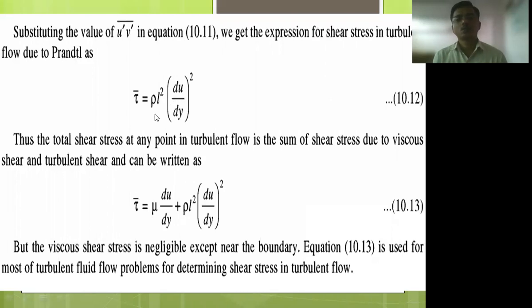Tau bar is equal to rho L square (du by dy) whole square. So thus total shear stress at any point in turbulent flow is the sum of shear stress due to the viscous shear and turbulent shear. So here in this equation, this is the viscous shear and this is the turbulent shear equation.